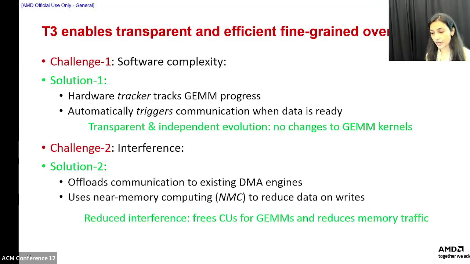To reduce interference, T3 offloads communication to DMA engines and near-memory ALUs, maximizing the number of compute units that are available to the compute kernel, the compute GEMMs, and it reduces the amount of memory traffic overall.